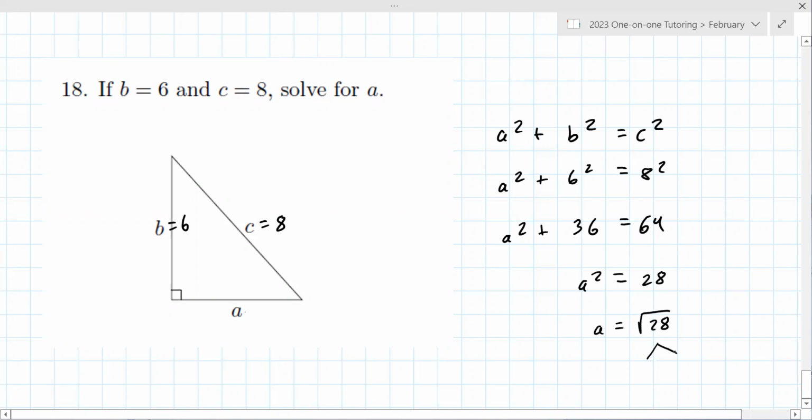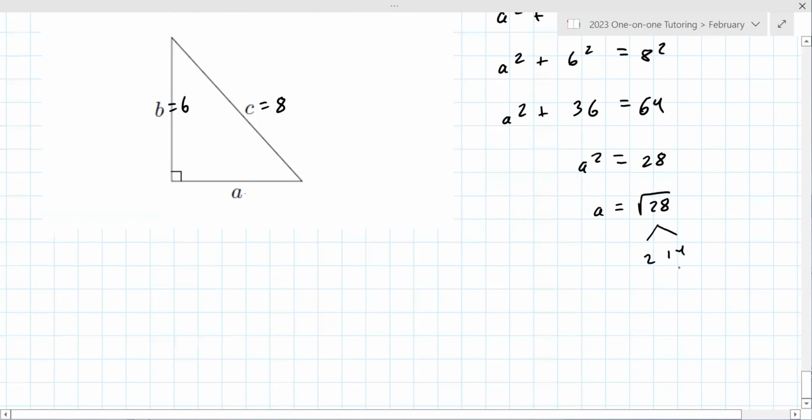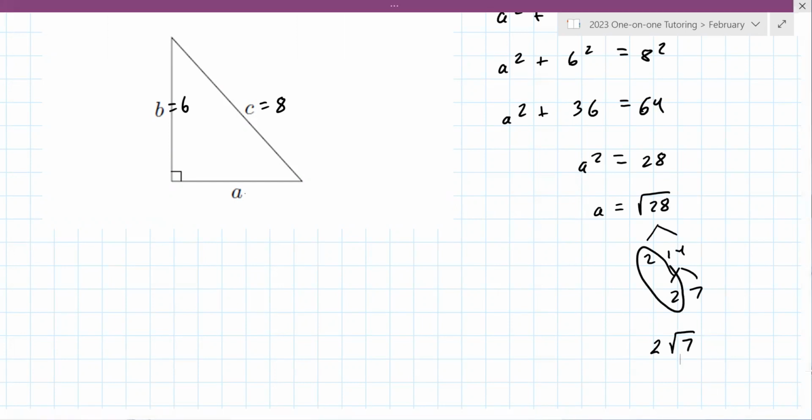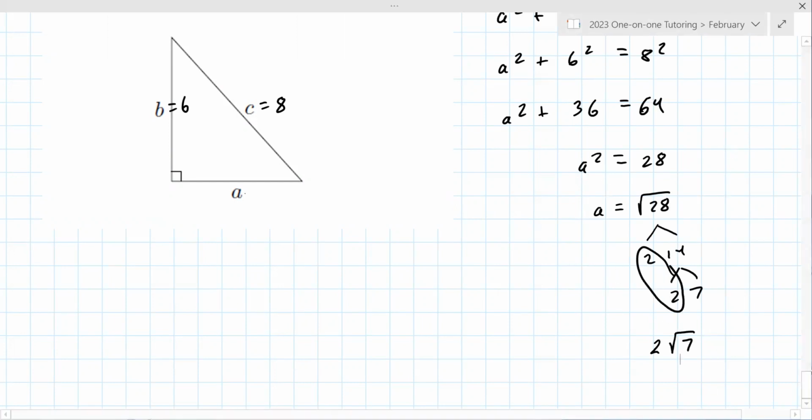Go ahead and reduce the square root of 28. Okay, so I do 28 divided by 2, 14, and 7. So it would be 4 square root 7. Well, you're close. You're really close. So 2, 14, 2 and 7, circle the pairs: 2 square root 7. I heard a 2 squared or something there.